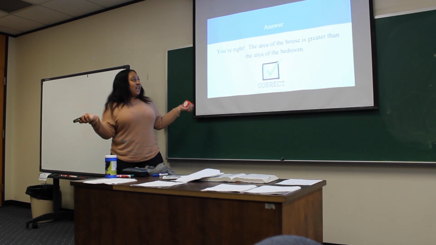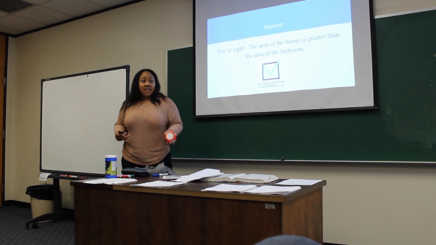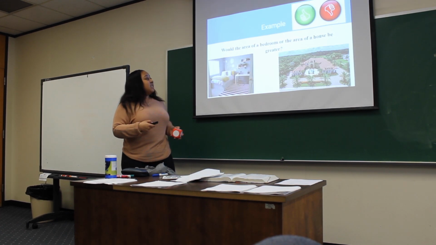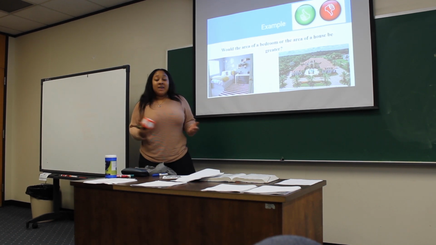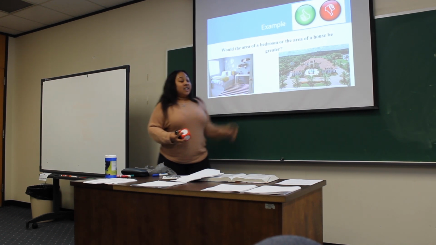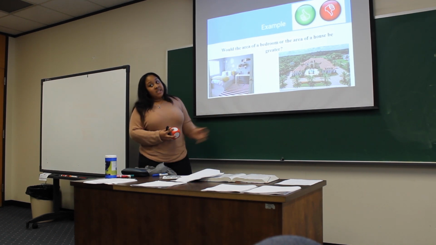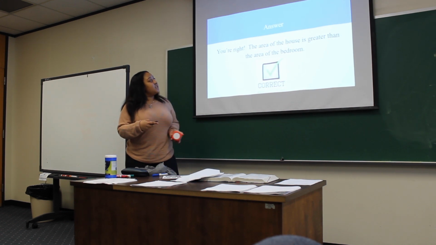You're right. The area of the house is greater than the area of the bedroom. The bedroom tends to be very small, and as you just saw on the previous slide, this is a huge house. So when you're trying to find the area, you are trying to find the outside. And so this would be the perimeter, which would be the inside. So correct, it would be the area of the house, which is greater.